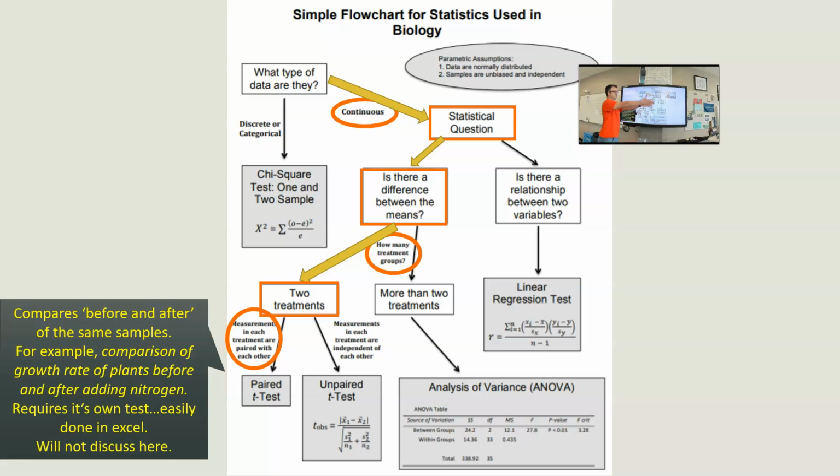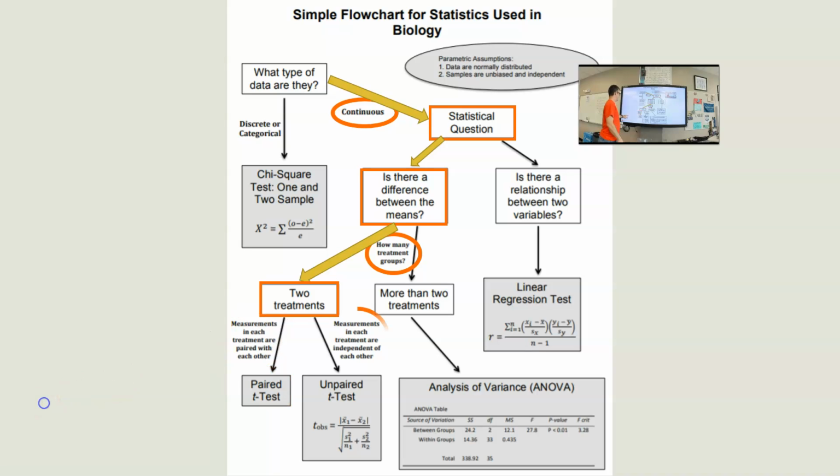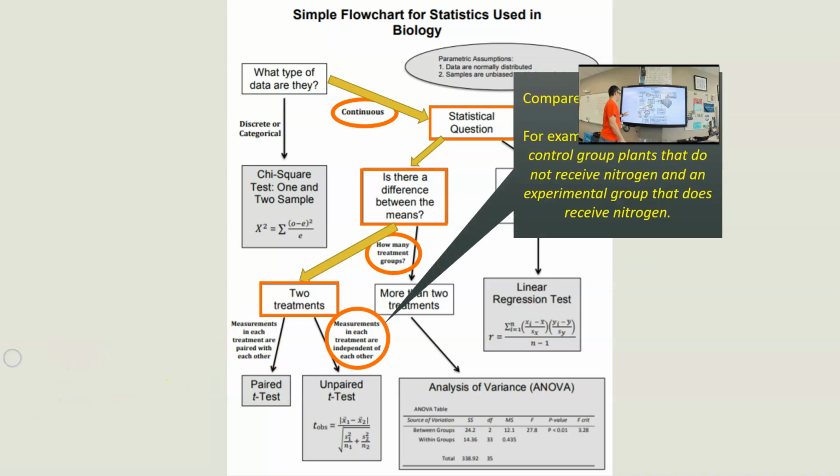Usually we have 2 separate ones. We'd have a plant without nitrogen and a plant with nitrogen, grow them at the same time, and that would be unpaired. So we're going to look at the unpaired t-test. It compares data from different samples. For example, growth rate of control group plants that do not receive nitrogen and an experimental group that does receive nitrogen. That would be your unpaired t-test.